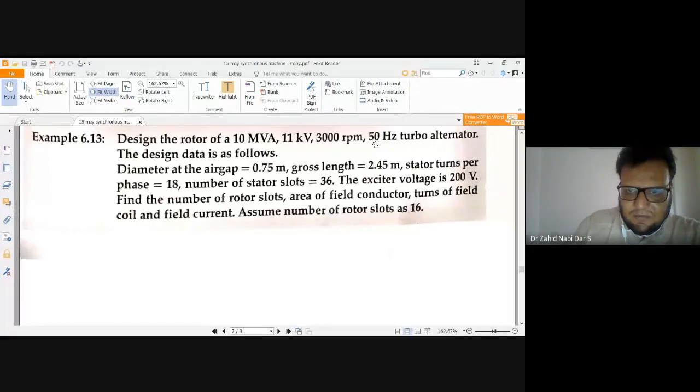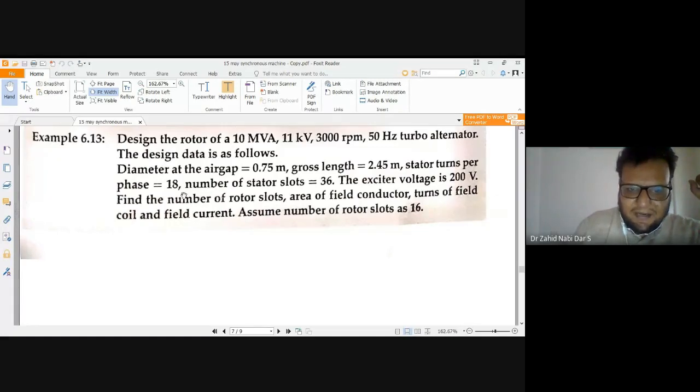So 50 hertz, N = 120 f by P. So 120 into 50, and your RPM is 3000. 120 into 50, how much will you get? 6000. 6000 divided by 3000, so you'll get 2. Because now you can see this is a turbo alternator. A turbo alternator is a high speed alternator, and in a turbo alternator, number of poles would always be 2. That is also there. You don't need to calculate, but you have to calculate.